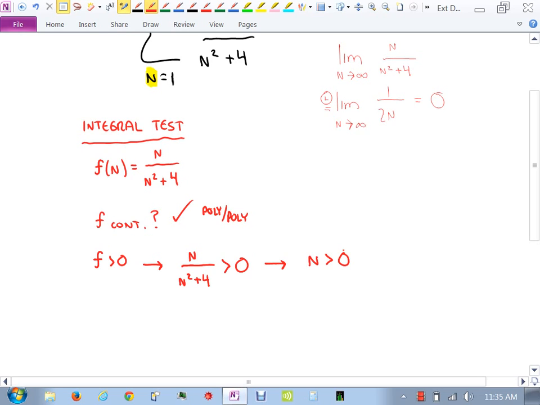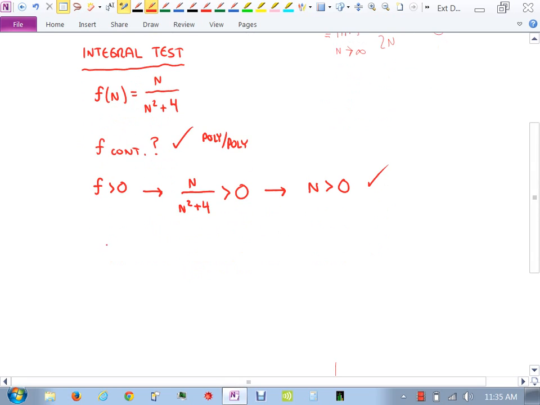So I multiply across, I get n is greater than 0. Is that true? Well, yes, because where are we going to be looking? From 1 out, right? So this is true. So I know that I'm getting positive terms out. I know it's a continuous function. The last thing I need to know is whether or not it's what? Decreasing.